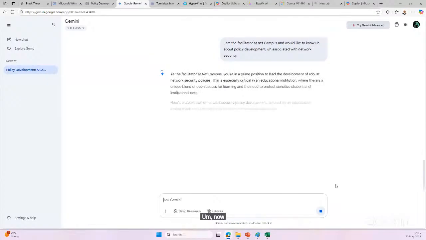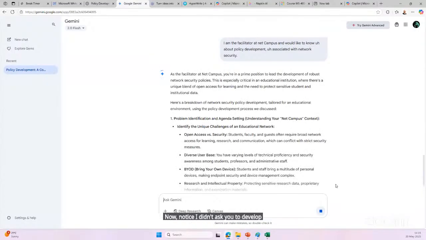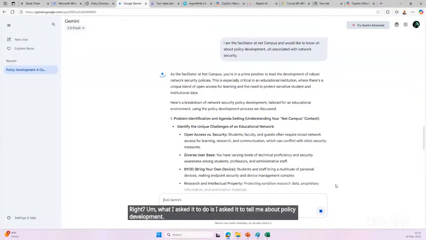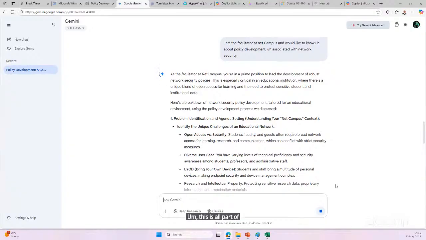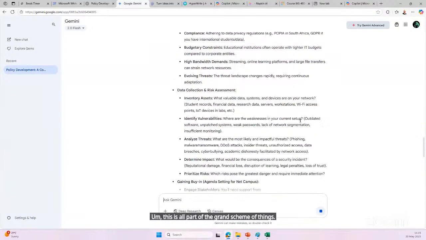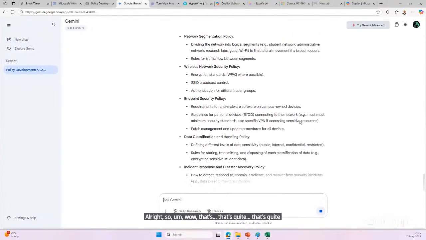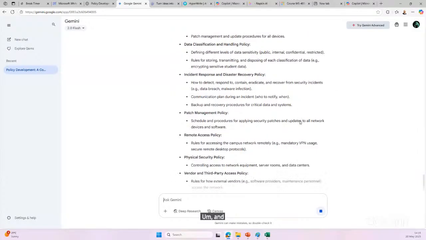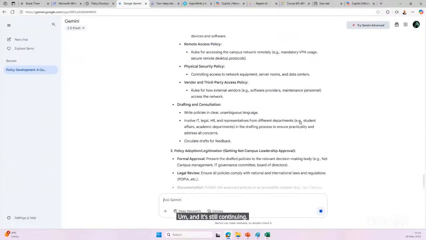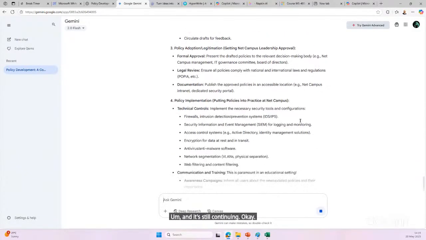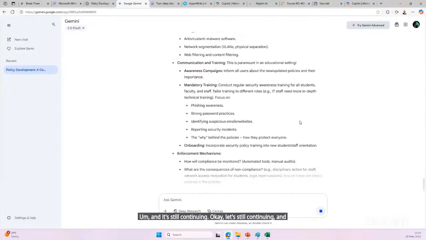Now, notice I didn't ask it to develop a policy for me. All right, what I asked it to do is I asked it to tell me about policy development. This is all part of the grander scheme of things. All right. So wow, that's quite an output, and it's still continuing. Okay, that's still continuing and still continuing. So it's not as easy as people make it out to be.